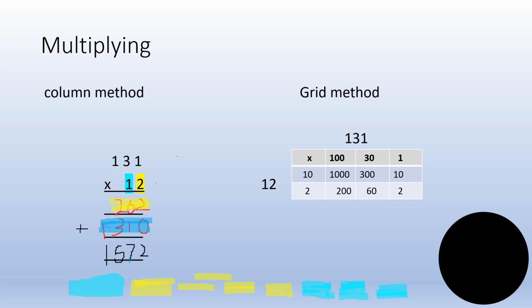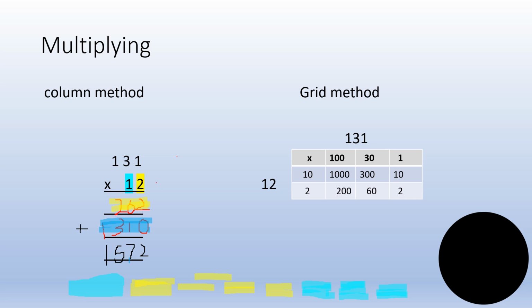If we have a look over at the second method, the grid method, what I've done is I've taken the 131 and I've partitioned it down. I've turned that into 100, 30 and the 1, and I've put that across the top. And then I've split the 12 up, I've partitioned that into the 10 and the 2. And that's created for me a grid.